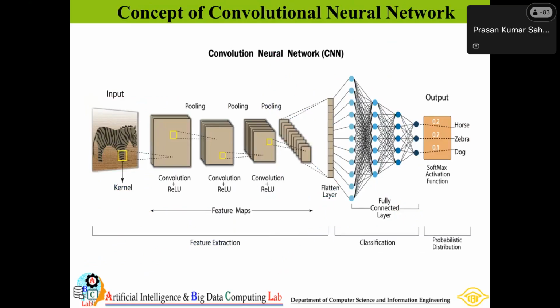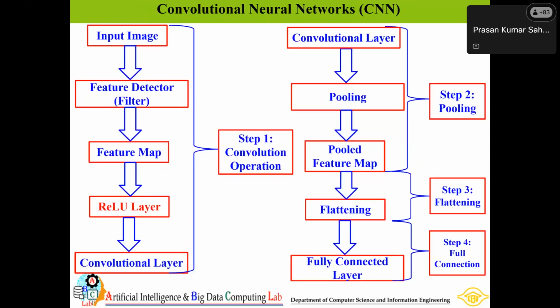I am giving here one example. Suppose the input image is a zebra, and we have different layers in the hidden layer, which could be a pooling layer or a convolutional layer. After the pooling and convolutional layers there is a flattening layer, and then we get the output, which can classify whether it is a horse, a zebra, a dog, or a cat. So there are different ways to classify the image. This is normally the flow: the input image goes through a feature detector, that is the filter. Then we get the feature map. Then we use the ReLU layer. Then we get the convolutional layer.